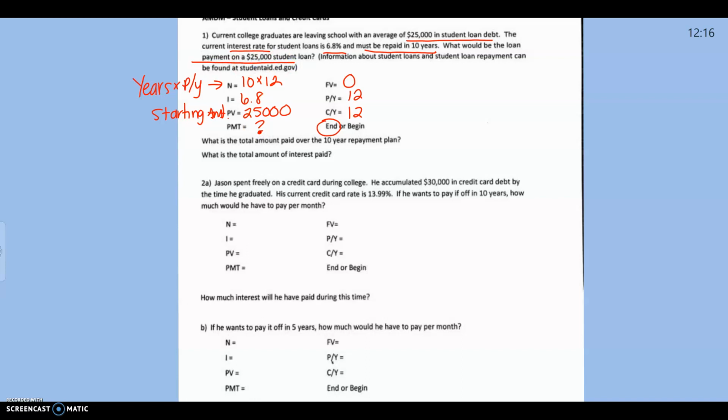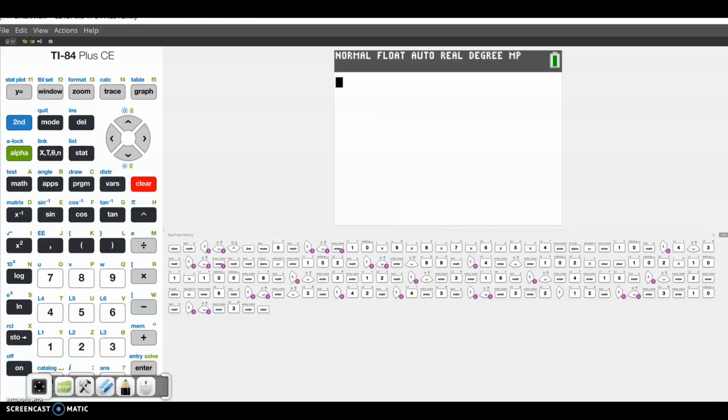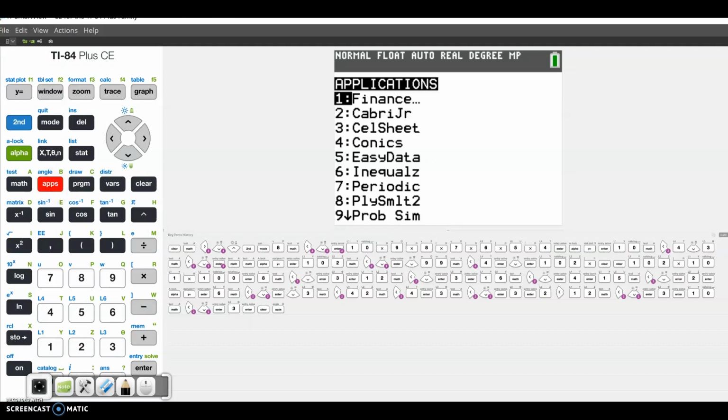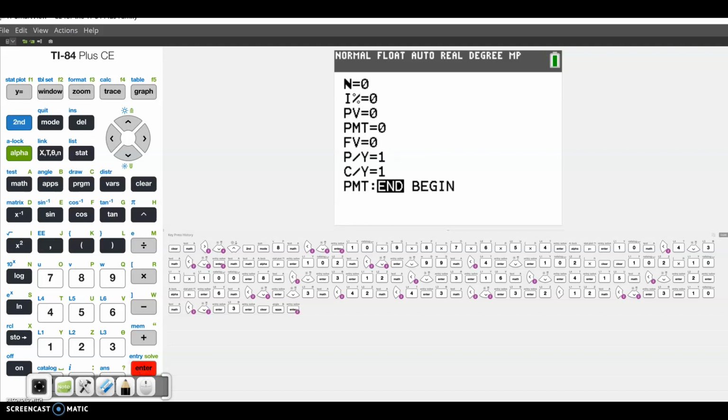So we're going to have to use our calculator and enter all of this stuff in our calculator. To do that, you're going to go to your calculator and press the apps button, which is right here. On a lot of your calculators, it's a different color. Apps, then you're going to go to finance, and then we're going to use TVM solver. So you're going to press enter. Now look, it lines up just like we have. So you're going to type everything in.